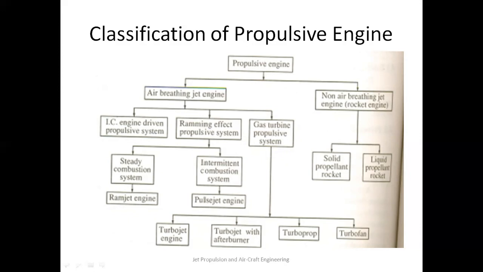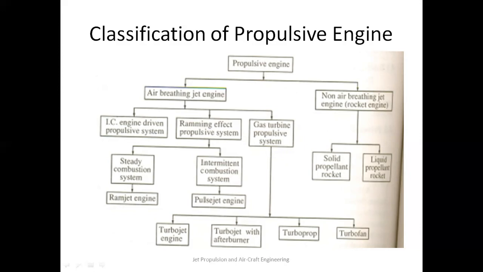Now the air breathing jet engine is further classified as the IC engine driven propulsive system, the ramming effect propulsive system, and the gas turbine propulsive system. In the IC engine driven propulsive system, the engine is driven by an IC engine, so it is also known as the reciprocating propulsive system. A few helicopters use this kind of propulsive system. The second one is the ramming effect propulsive system. In the ramming effect propulsive system, they do not have any rotating parts.